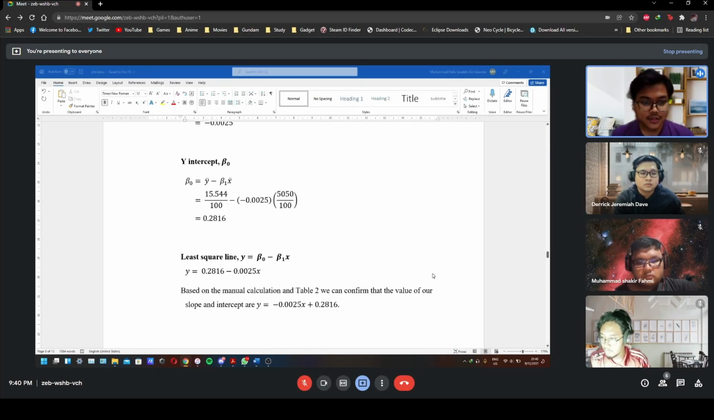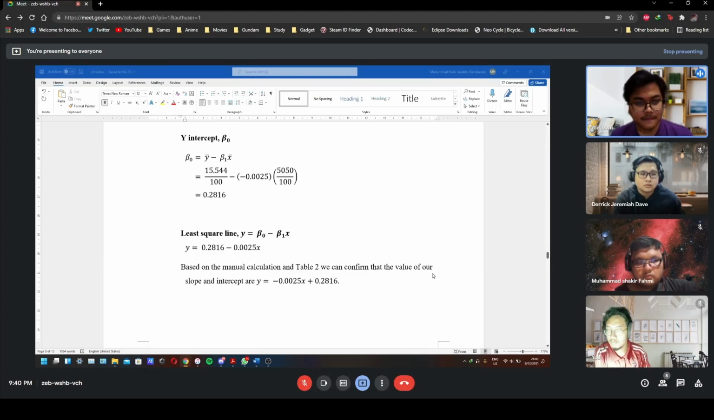For the next one, the y-intercept, which is beta 0, the formula is y bar minus beta 1 x bar. So we have attained the value of 0.2816. As for the least squares line, which is y equals beta 0 plus beta 1 x, this is our line: y equals 0.2816 minus 0.0025x.